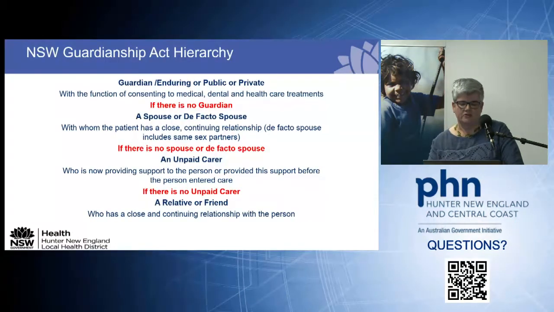If you don't have an enduring guardian and you don't have a substitute decision maker, then if you're critically unwell in the emergency department, this is the hierarchy that we use in terms of determining who can make decisions on your behalf. The first one's obviously the enduring guardian. The second one is a spouse or de facto spouse with whom you have a close and continuing relationship. Number three is an unpaid carer, someone who's providing support to that person on a daily basis before they've entered into care. And if neither of those are available, then it becomes a relative or friend. I think often people think that their children would automatically be making decisions on their behalf, but unless they've been appointed, as you can see, they're quite a long way down the list.